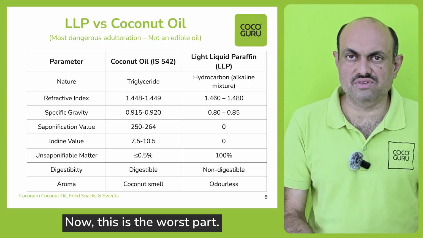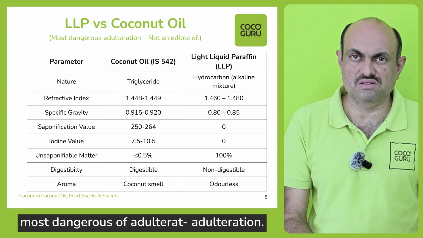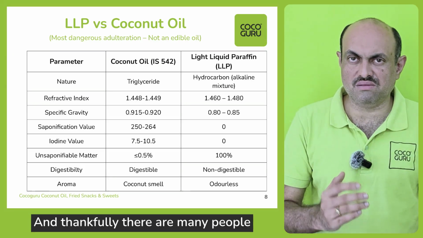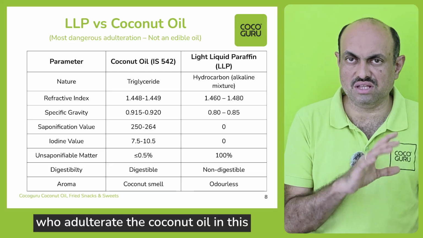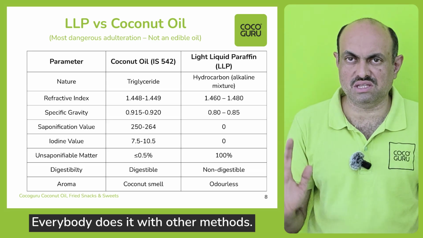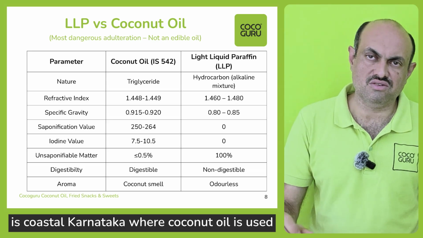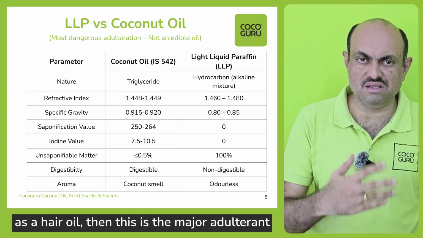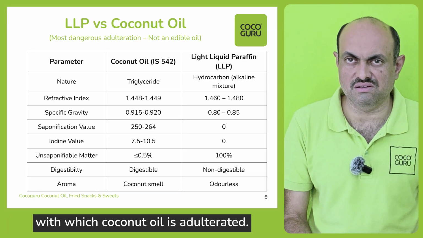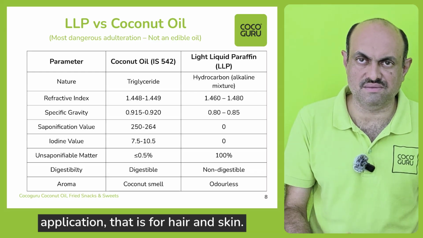Now, this is the worst part. Among all the adulterants, this is the most dangerous adulteration. And thankfully, although many people adulterate coconut oil in this market, nobody does it with LLP. Everybody does it with other methods. Whereas outside this region, that is coastal Karnataka, where coconut oil is used as a hair oil, this is the major adulterant, because they use it for external application, that is for hair and skin.